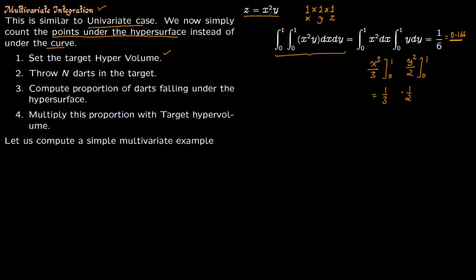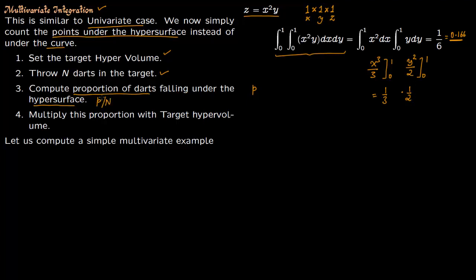So this curve is going to lie in our target hypervolume. So notice that when this curve is monotonically increasing, so when x is 1 and y is 1, z will also be 1. So you have to make sure that this lies within your bounds. Now you throw n darts in the target and then say the p darts land under the hypersurface. So then you compute the proportion of darts falling under the hypersurface. So that is p by n.